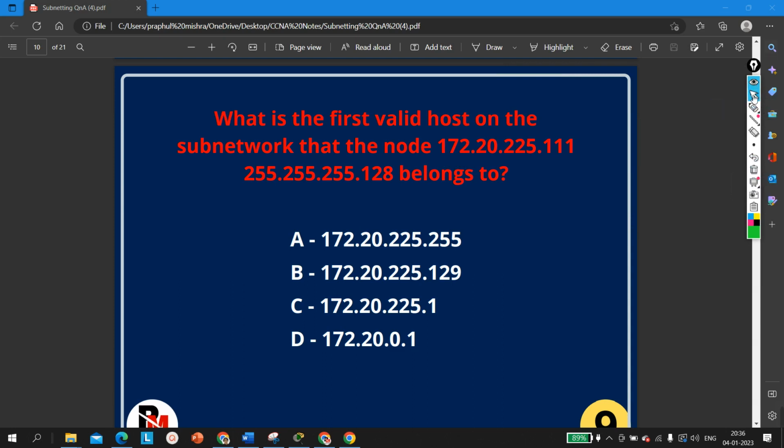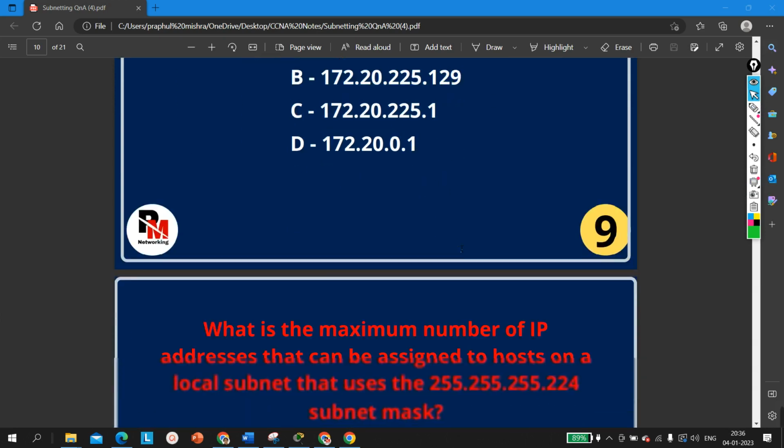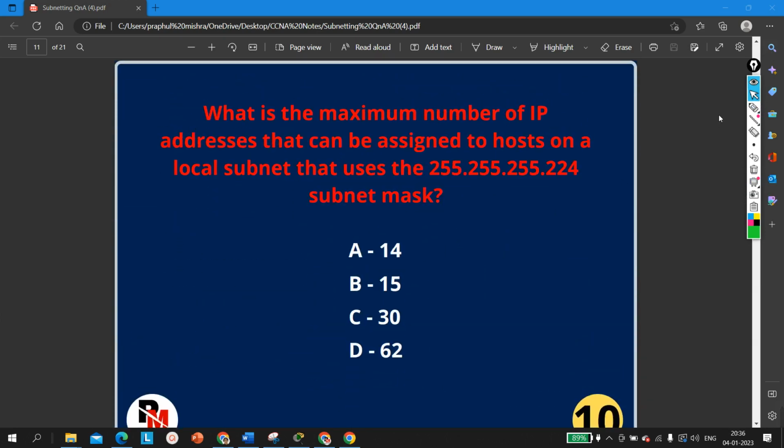Now let me move to the next question. See, guys, the next question is: what is the maximum number of IP addresses that can be assigned to hosts on a local subnet that uses subnet mask 255.255.255.224? Tell me, what will be the maximum number of usable IP addresses? That means the total number of valid IP addresses.